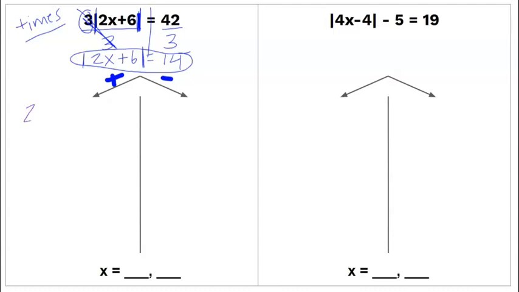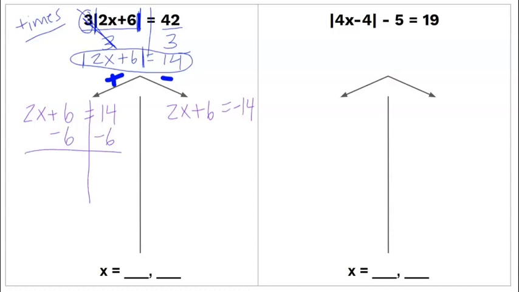So our positive case would be the piece inside the absolute value bar, 2x plus 6 is equal to positive 14. The other case would be that piece inside the absolute value bar, equal to negative 14. And then we just solve the equations. We're going to undo plus 6 with a minus 6 on both sides. 6 take away 6 is 0. We're left with 2x equals 14 take away 6 is 8. And then we are going to divide both sides by 2 to get x by itself. 8 divided by 2 is 4. So 4 is one of our answers.